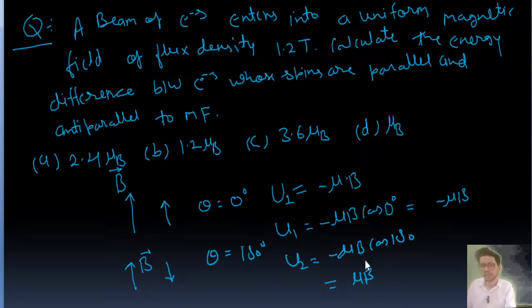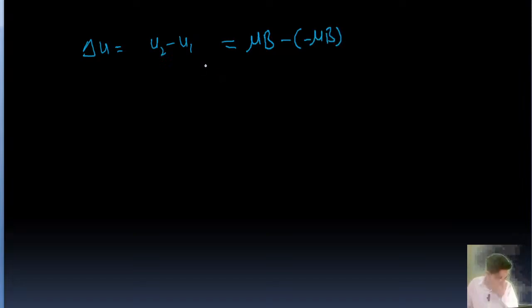So we need to find the energy difference, right? The energy difference, that is delta U, is going to be U2 minus U1. U2 value is mu b, and U1 is minus mu b, so mu b minus minus mu b. So this value is going to be 2 mu b. So delta U is going to be 2 mu b.